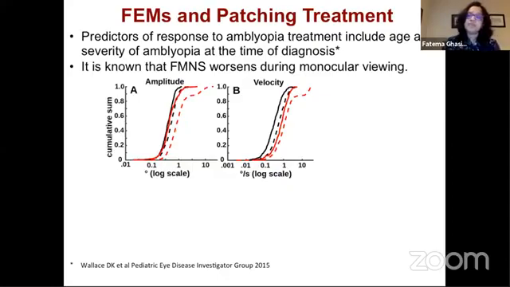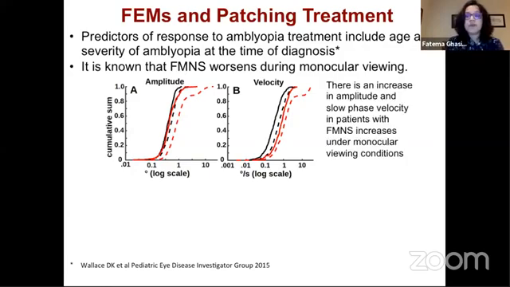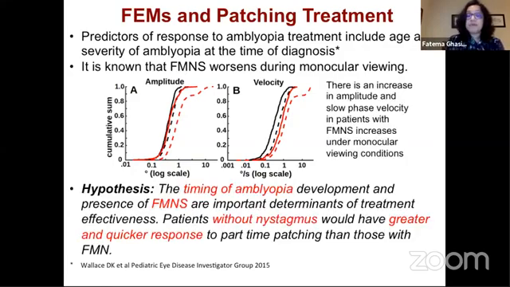We had seen previously that during amblyopic eye viewing, the FMN can get worse. So here's a plot showing the amplitude and velocity. The red traces are during monocular viewing, and the black traces are in binocular viewing. Notice that the amplitude and the velocity are shifted to the right, so they have greater amplitudes and velocities in monocular viewing. And so our question was, does the presence of FMN determine treatment response? In other words, do patients who don't have nystagmus have a greater and quicker response to part-time patching than those with FMN?